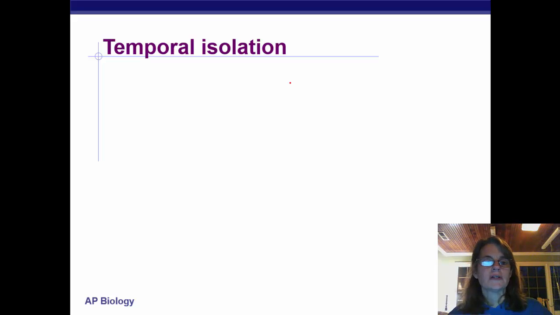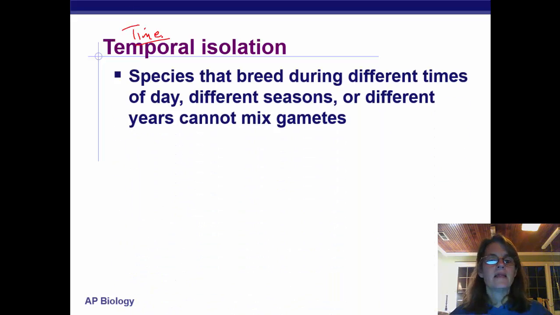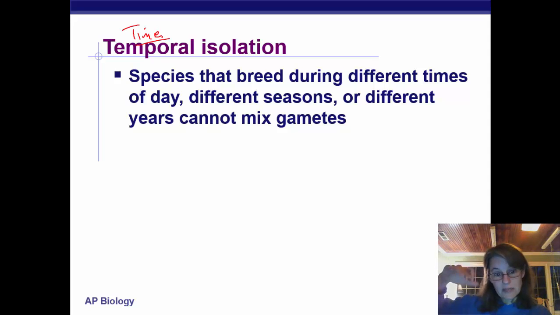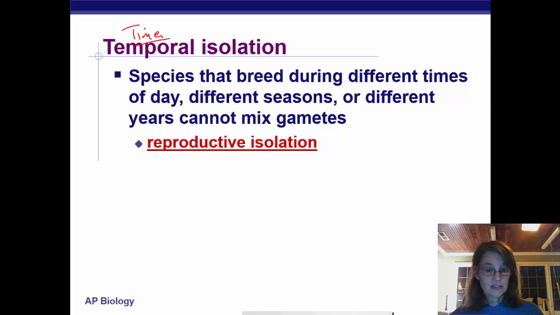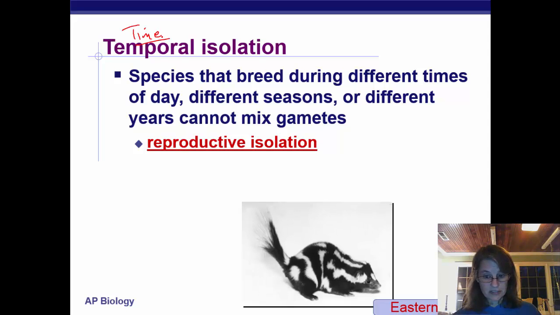Temporal isolation. Temporal refers to time. Okay? And in this type of reproductive isolation, species breed during different times. Maybe it's different times of the day. One's diurnal, one's nocturnal, or different seasons, or even different years. At any rate, if you're not breeding at the same time, your gametes are never going to get together. Okay, so that is another form of reproductive isolation.